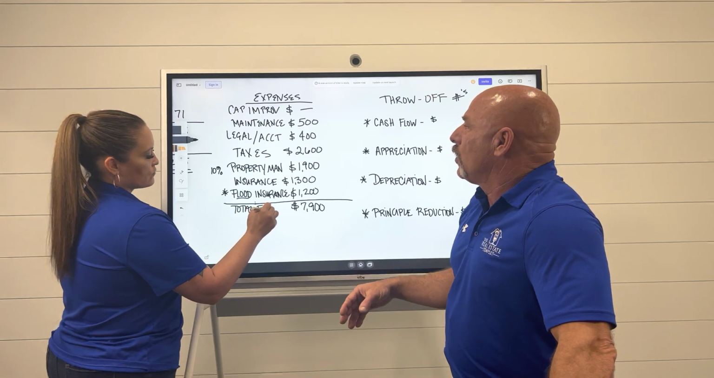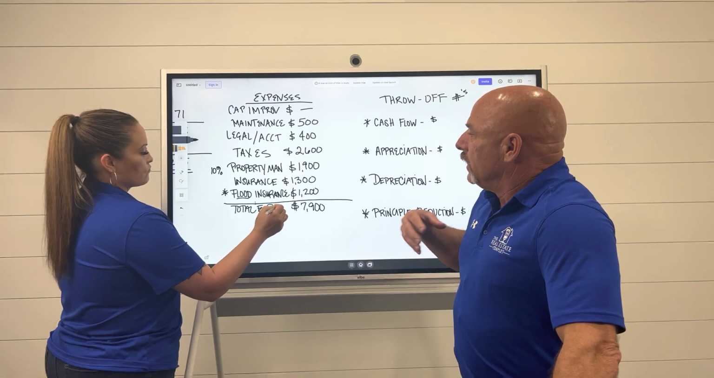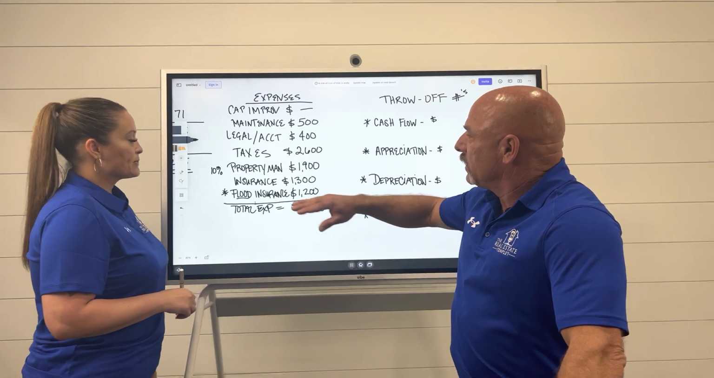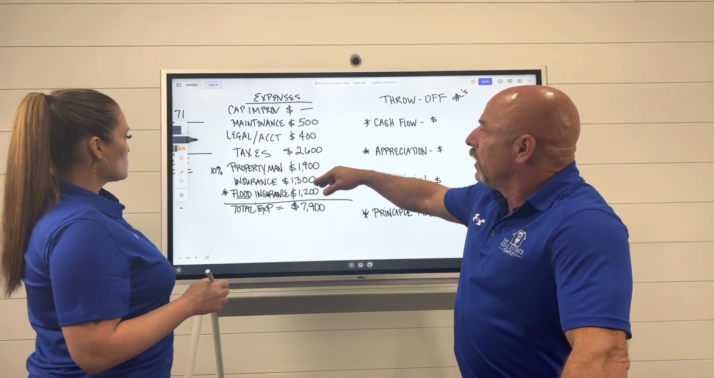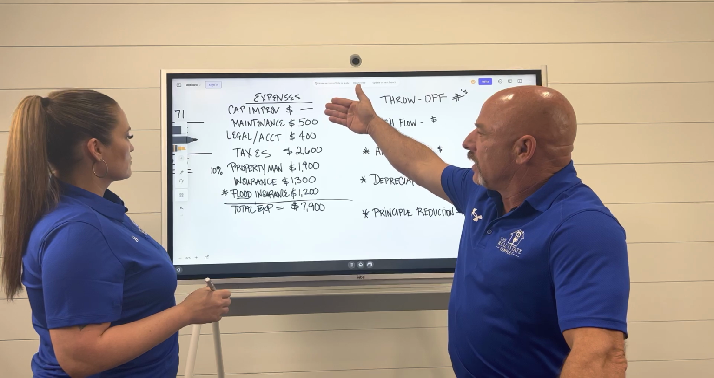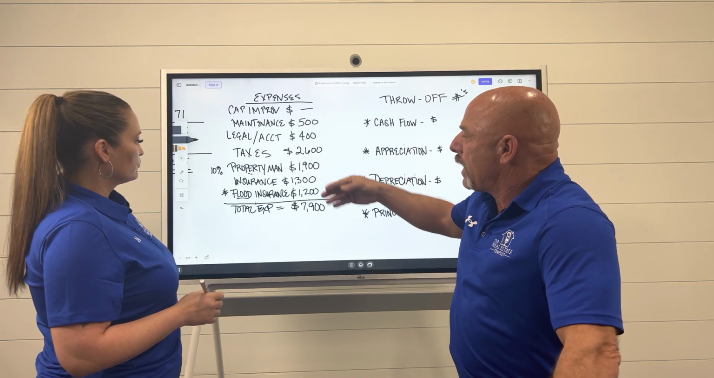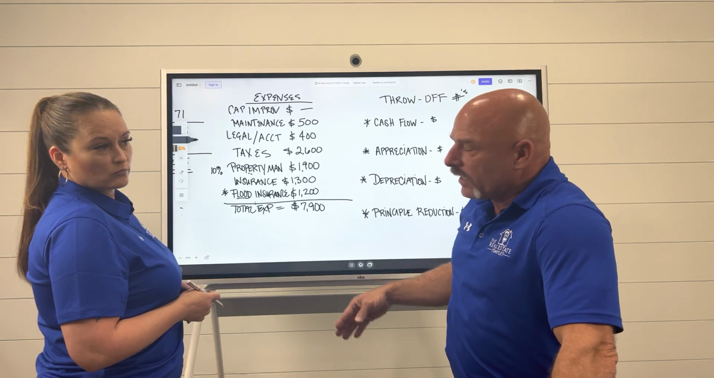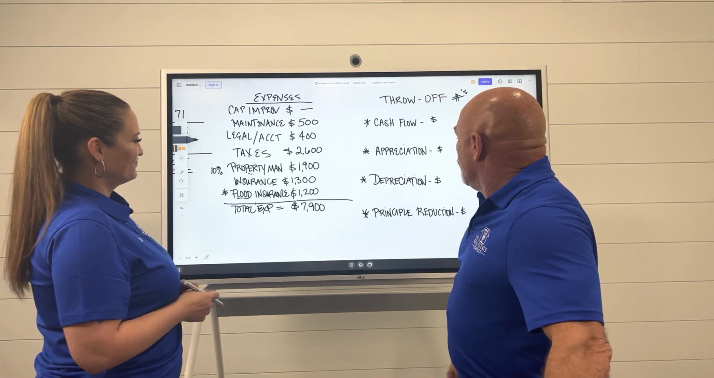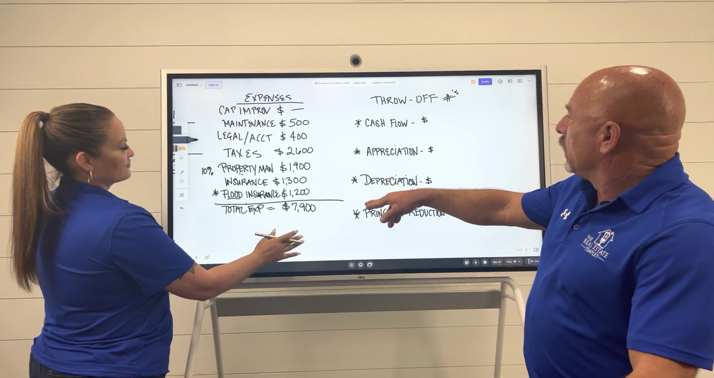Zillow's saying, what's it going to cost you if you live in it? It's going to cost you your taxes. It's going to cost you your insurance. They're not going to give you maintenance fees. They're not going to give you capital improvements. They're not going to give you legal and accounting. They're not going to give you property management. And apparently, according to Zillow, they're not giving you flood insurance either. So we're going to stick with that right there.